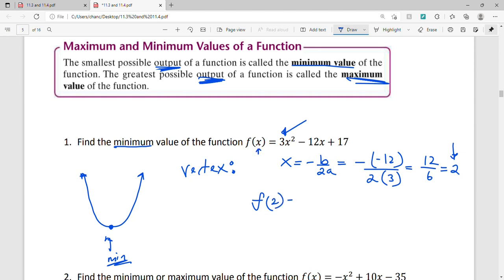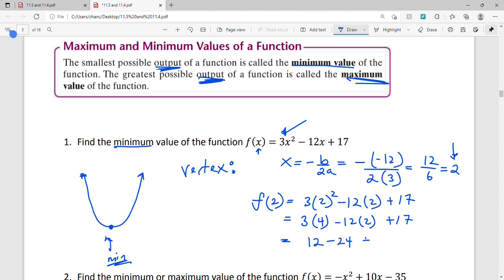So f of 2 equals 3 times 2 squared minus 12 times 2 plus 17. And so we could simplify this as 3 times 4 minus 12 times 2 plus 17. This simplifies again as 12 minus 24 plus 17. And that gives me 5. What does this mean? Well, it means the vertex is at the point (2, 5).